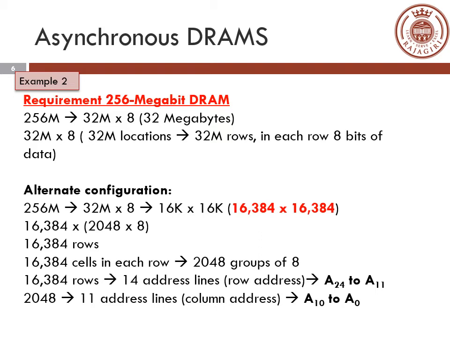Now you can see that in order to represent the 16k rows, you need to have 14 address lines, which is the row address. In order to represent these 2048 groups, that is the column, you want to have 11 addresses. So altogether you are having 25 address lines.